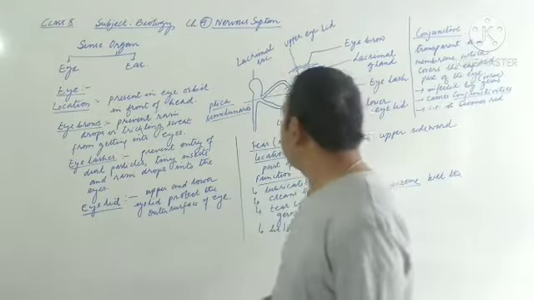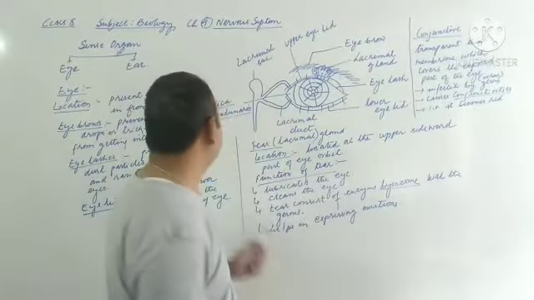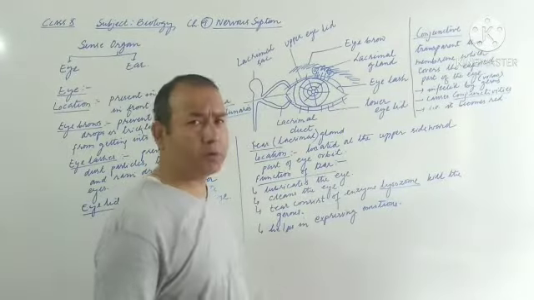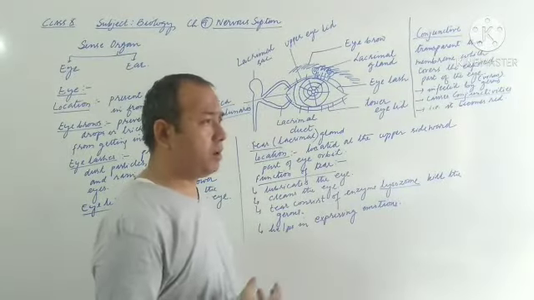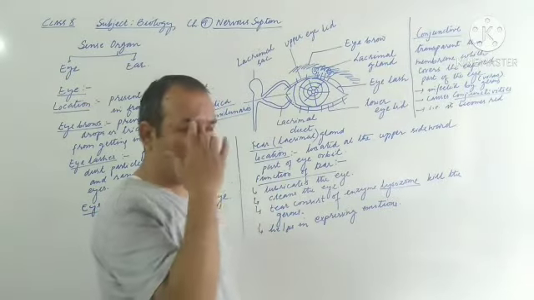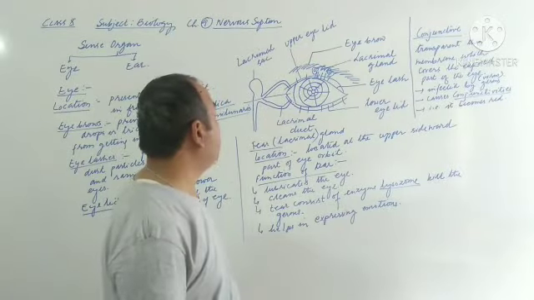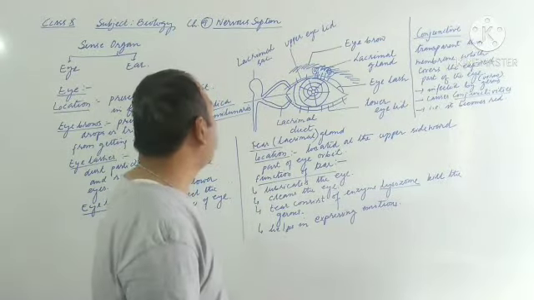Then comes, as you can see in the figure, the other structures which protect the eye. This eye orbit also protects the eye, because it is present very deeply inside the eye socket. The whole upper part protects the eye. Now the next protection is given by the eyebrow.